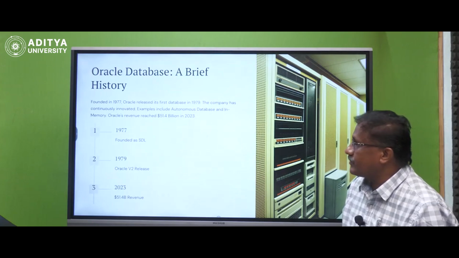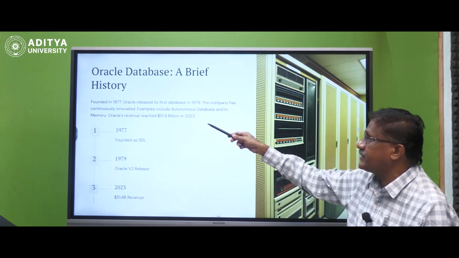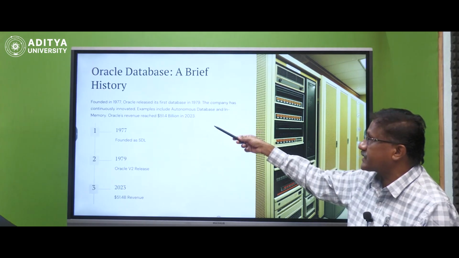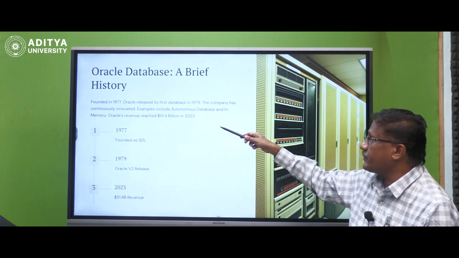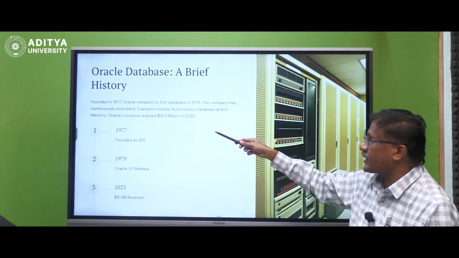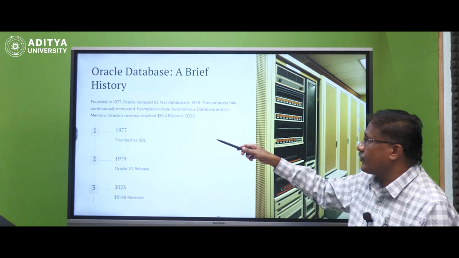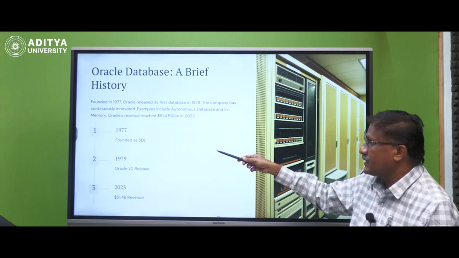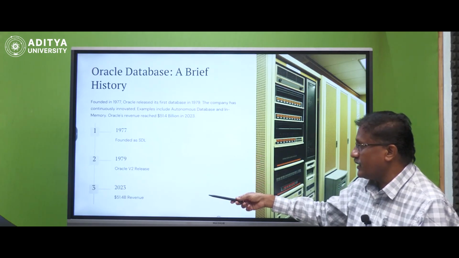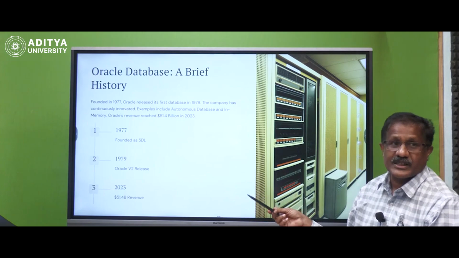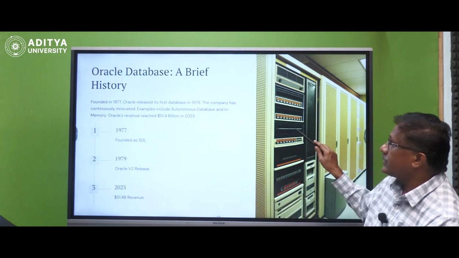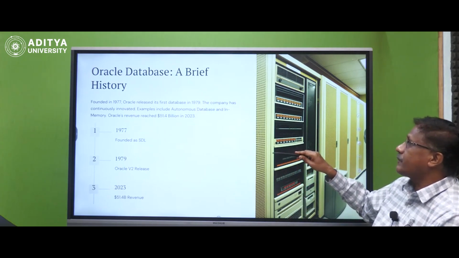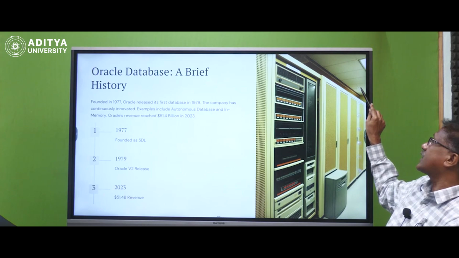For Oracle database, we should know the history of Oracle. In 1977, Oracle released the first database. The company has continuously innovated with autonomous database and in-memory, and Oracle revenue reached more than 51.4 billion in 2023. If we talk about Oracle in 1977, the first one was SDL, then Oracle version 2 was released. Now the Oracle 23 version release is going on. From this history we can understand the growth rate and how databases play a very important role in today's technological world.